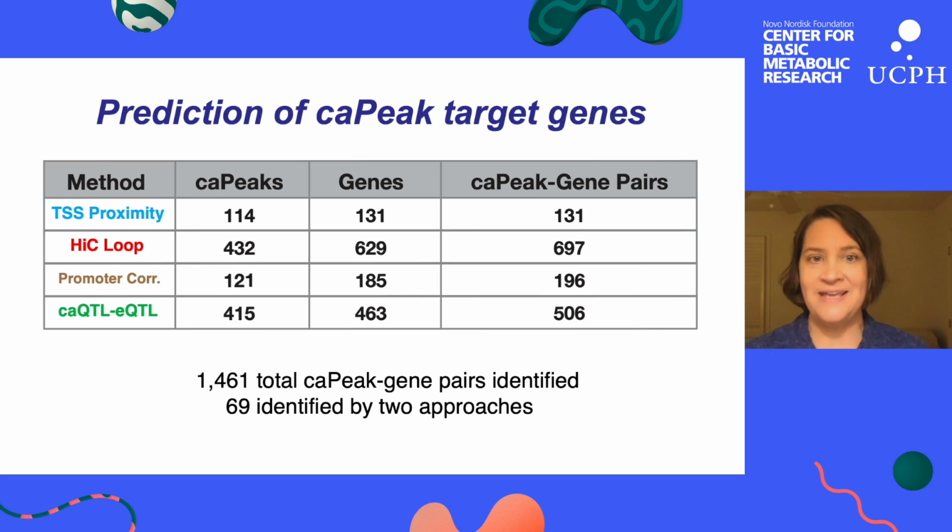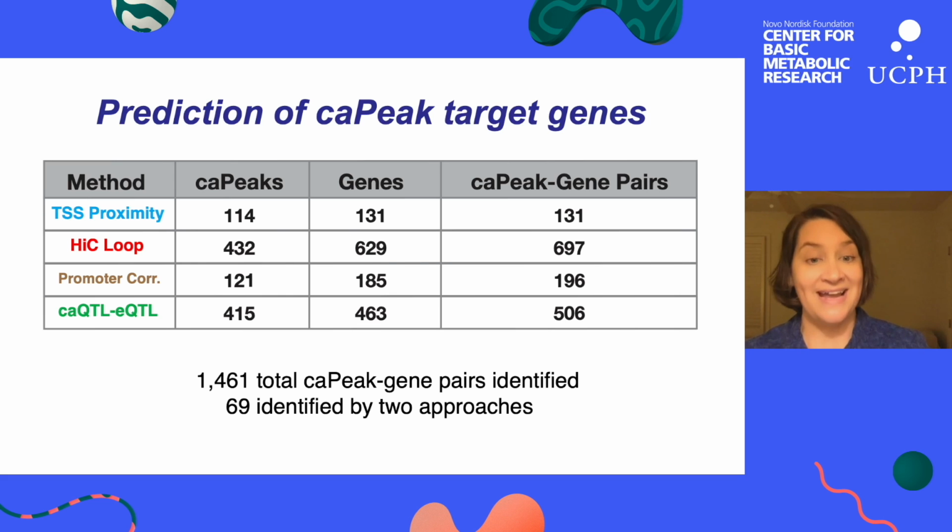So when we use these 4 approaches to predict target genes for these regulatory elements, we observe examples for each of them. Here are the numbers of peaks that are connected to the numbers of genes, and then the pairs of those. You can see that sometimes there are peaks that correspond to 2 genes. In transcription start site proximity, maybe that's because there's a bidirectional promoter, and this peak is in the promoter of 2 different genes. The methods do not completely overlap with each other because some of them work better at close distances, like transcription start site proximity. Others work better at longer distances, like Hi-C loops.